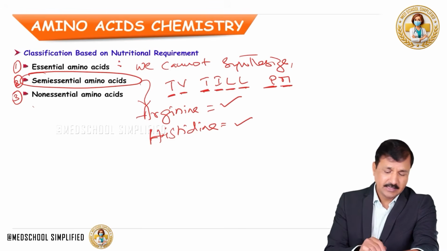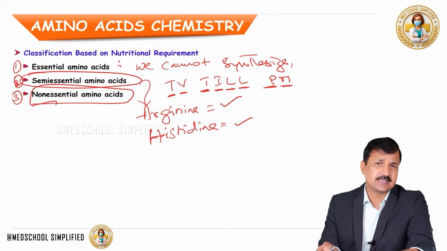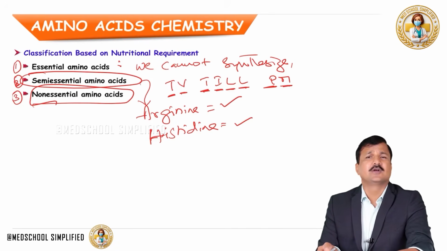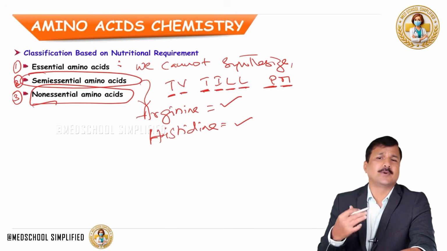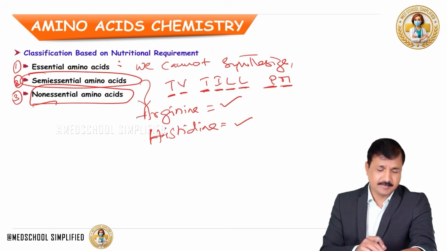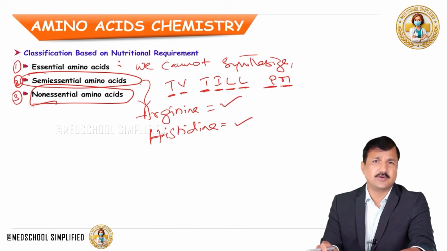That's what it means. Non-essential amino acids are the ones that are synthesized in our body, so you don't need to take them in the diet. So they don't need to be an absolute component of our diet. Remember that. So this is the nutritional classification of amino acids.